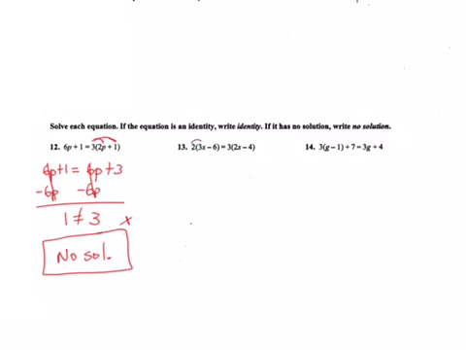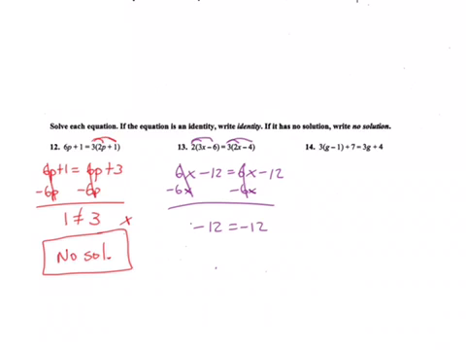Question 13, I'll distribute the 2 throughout. So I've got 2 times 3x, which is 6x. 2 times 6 is 12. And then I distribute the 3 throughout, so that gives me 6x minus 12. The two quantities appear to be identical, so I'm probably dealing with an identity, but let's go one step further. I'll subtract 6x from both sides. I'm left with negative 12 equals negative 12, which is true, so that means I have infinitely many solutions.